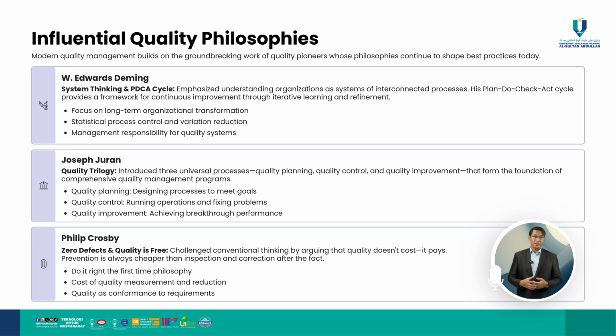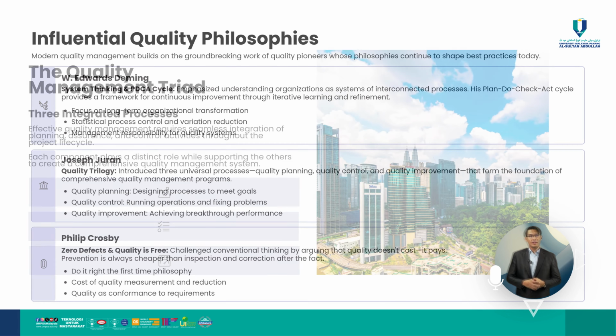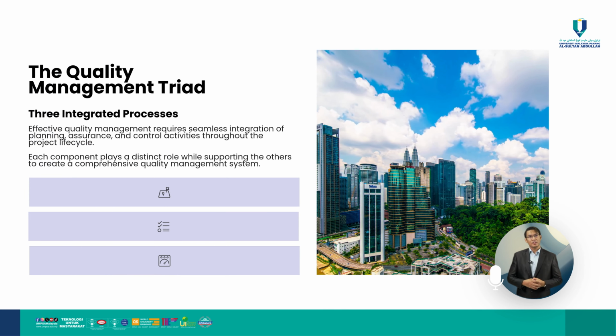So these philosophies are not abstract theories. Japanese car manufacturers, for example, transformed their competitiveness through Deming's principles, while Lean, Six Sigma, and IT and electronics owe much to the foundations laid by these thinkers. Quality planning, assurance, and control.